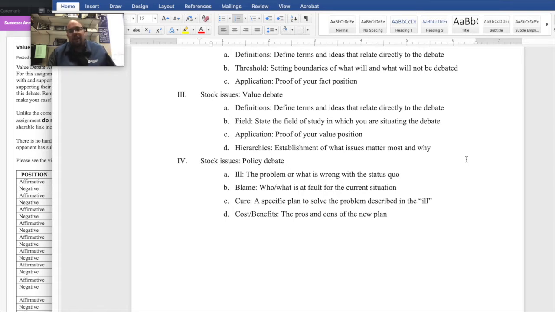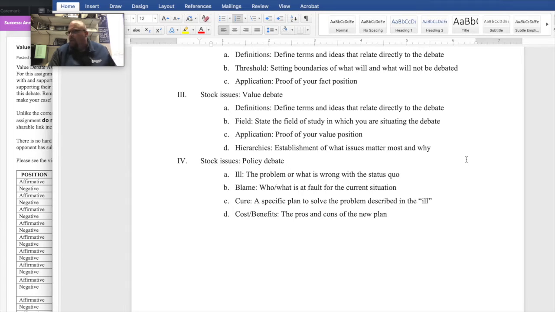Like people can go crazy like that and really take it in a whole new direction. We don't need to do that. Let's just stick with what the definitions seem to be. But if you want to clarify anything, go ahead and do that. Then tell us about the field or the state of the field of study in which you're situating the debate. So, you could do this in multiple fields. So if you wanted to talk about banning cigarettes, I don't want to give that completely away.